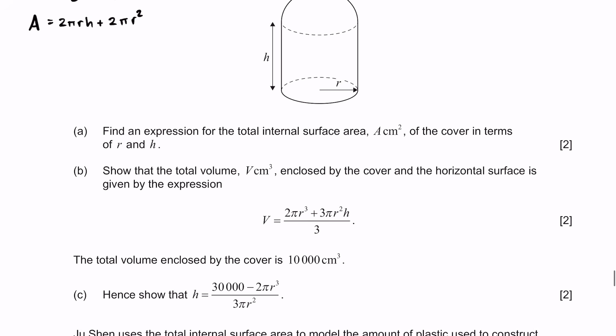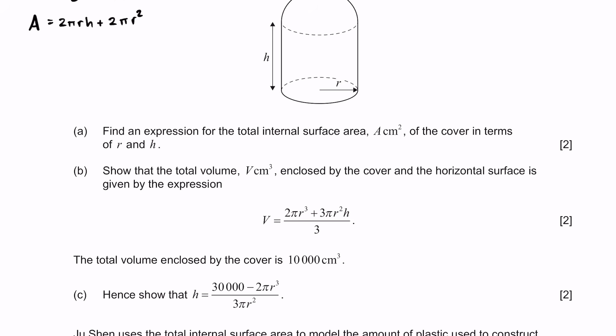Part B. Show that the total volume, V centimeters cubed, enclosed by the cover and the horizontal surface is given by the expression V equals 2 pi r cubed plus 3 pi r squared times h all over 3.